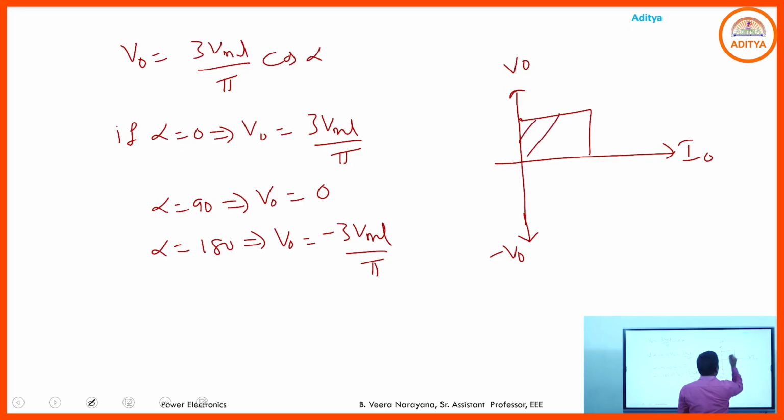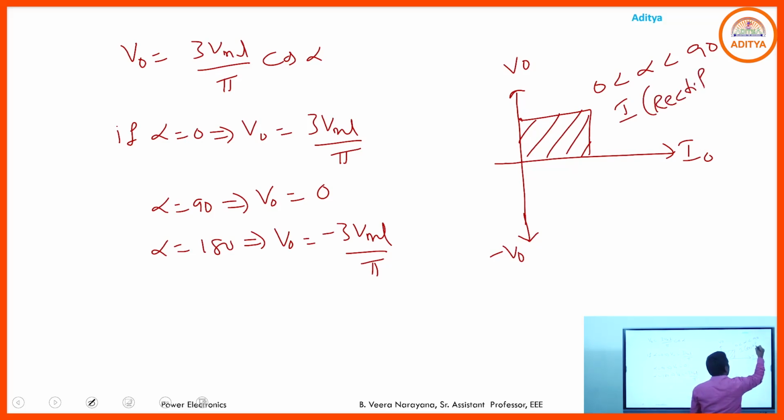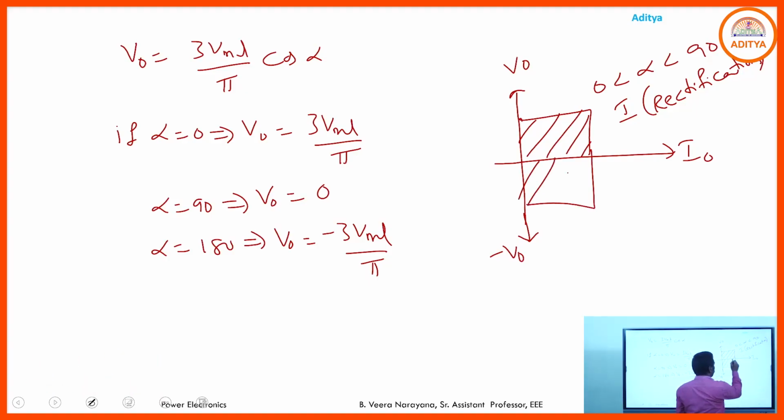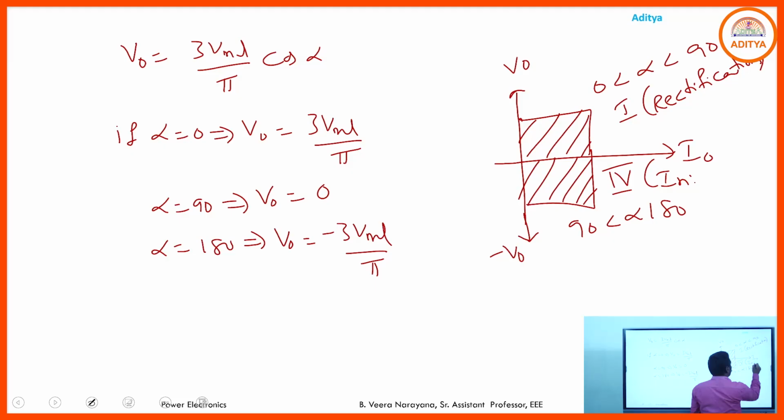if alpha lies between 0 to 90, then the converter operates in the first quadrant, which gives rectification operation, and the converter operates as the rectifier. And if alpha is greater than 90 degrees, then this converter operates in the fourth quadrant, which gives the inversion operation.